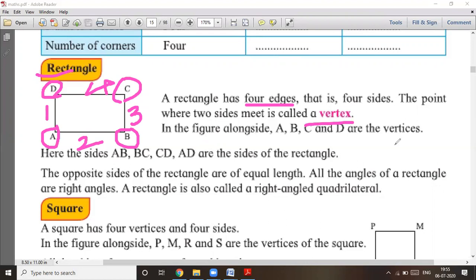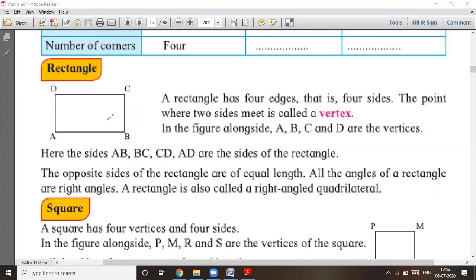In the figure, A, B, C are the vertices. Vertex is singular and vertices plural. Now there are four sides: AB, BC, CD, and AD. These are the sides. Now what is the property? The opposite sides of a rectangle are equal length. ठीक आहे, अपोजिट साइड कसे असतात? इक्वल लेंथ. समोर समोरील ज्या बाजू असतात ना, बघा. So AB is equal to DC and AD is equal to BC.